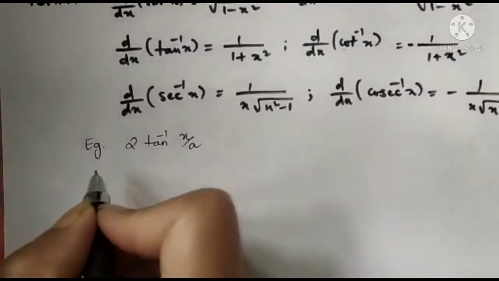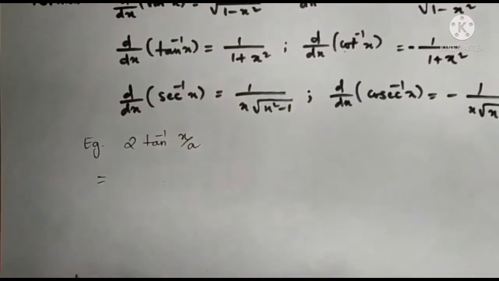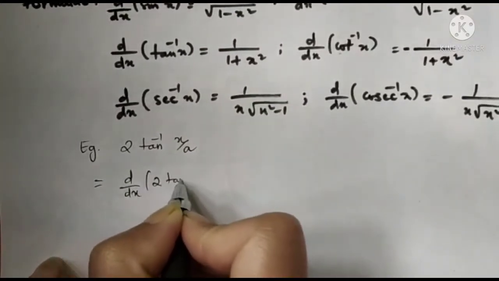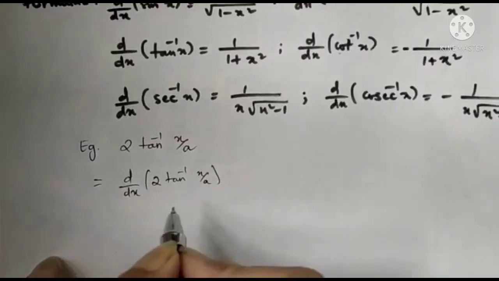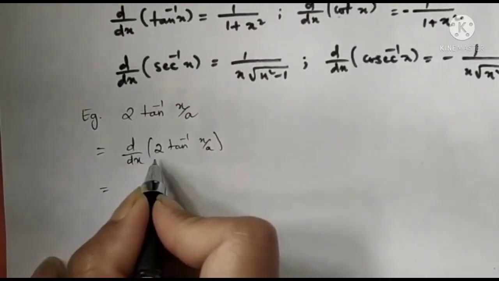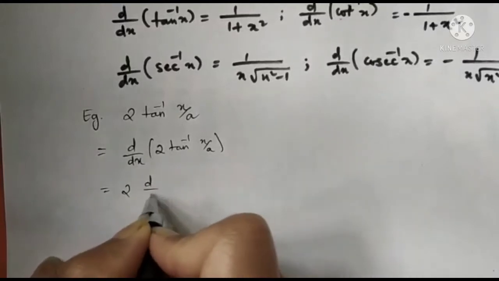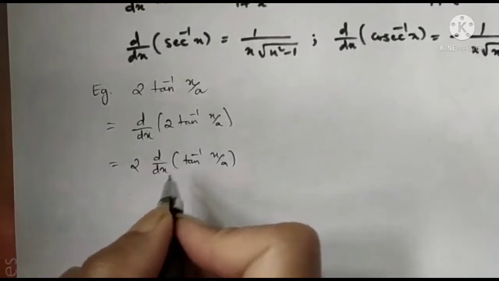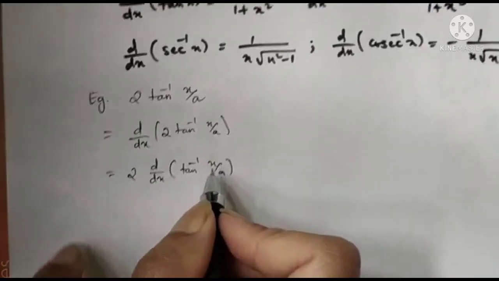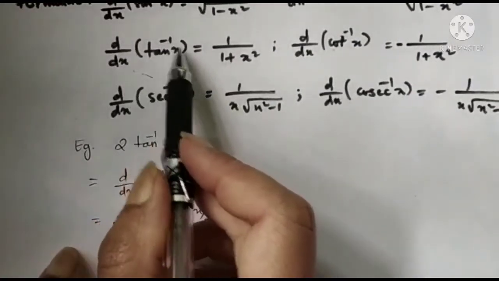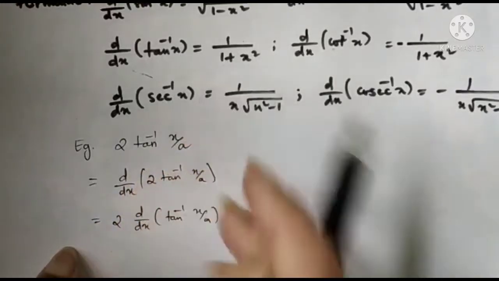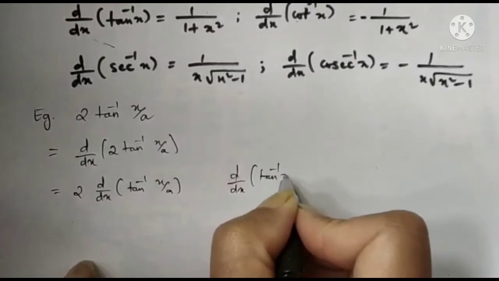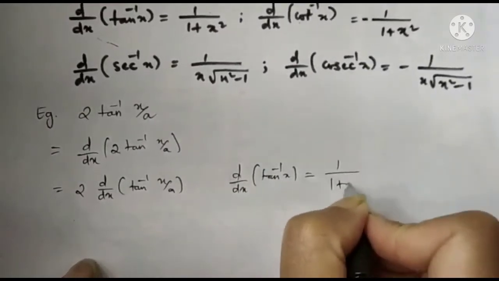In order to find the derivative of 2 tan inverse x by a, you will write d by dx of 2 tan inverse x by a. Its answer is: 2 is a constant, comes out. So, d by dx of tan inverse x by a. Over here you have to find d by dx of tan inverse x. Now you know d by dx of tan inverse x is 1 upon 1 plus x square. So I will write it over here so that it is clear for you.